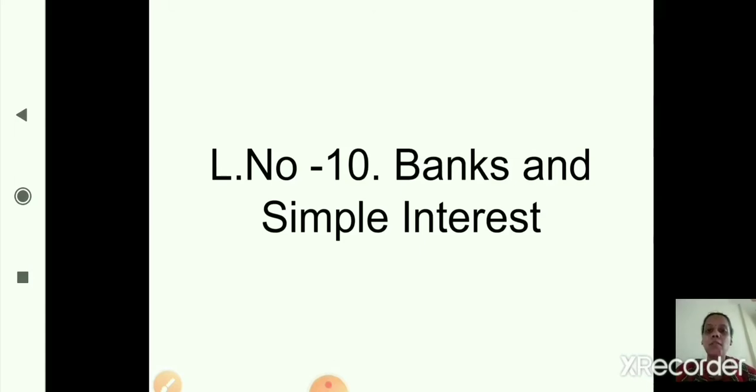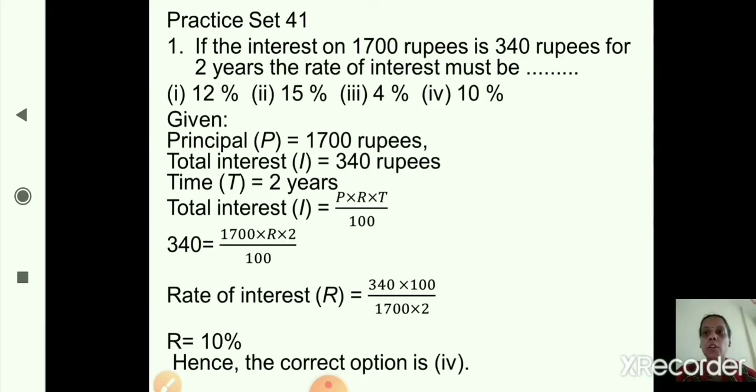Now today we will start with practice set 41, lesson number 10, banks and simple interest. So this is practice set 41, question number 1. If the interest on 1700 rupees is 340 rupees, for 2 years the rate of interest must be dash.